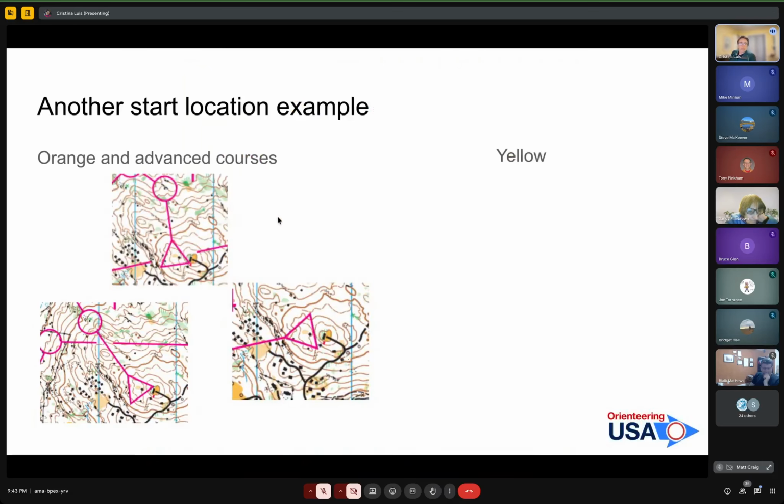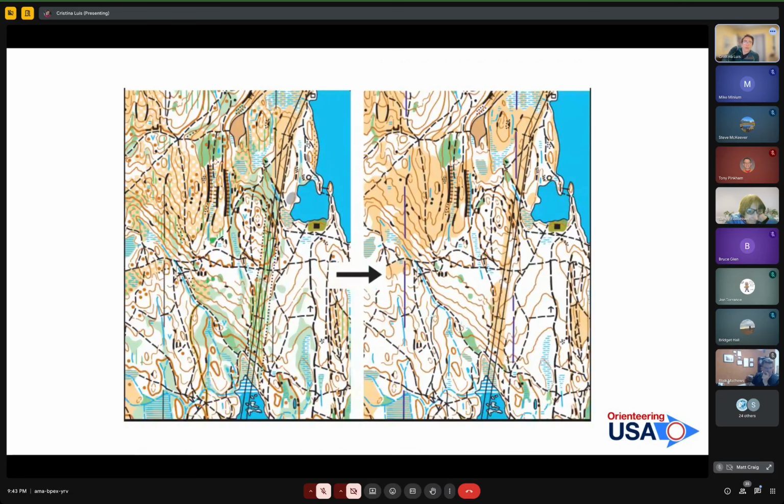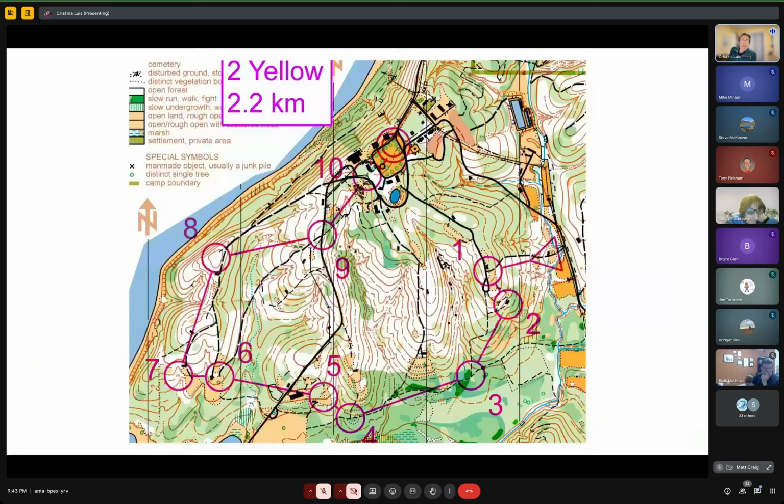Oh my gosh, this scrolly mouse thing. I don't know. Let's go back to that. Yeah, so I think 8 to 9 is a good yellow leg. It's actually a good setup because you have to go kind of past the control on the trail. It does offer a chance to try something a little different.